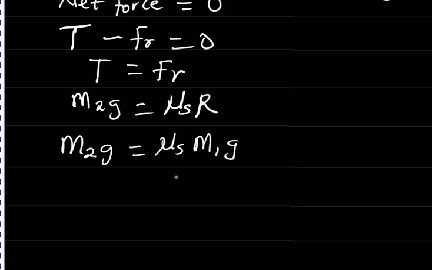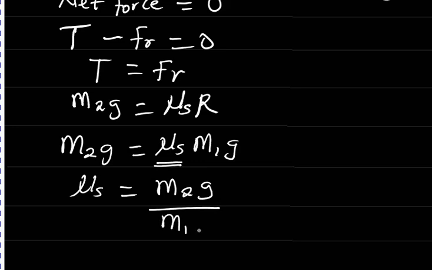So what is the whole idea? The whole idea is we are looking for the expression for the coefficient of static frictional force. So the coefficient of static frictional force mu s is going to be equal to m2g all over m1g. So g cancels g, so we're going to have m2 all over m1.